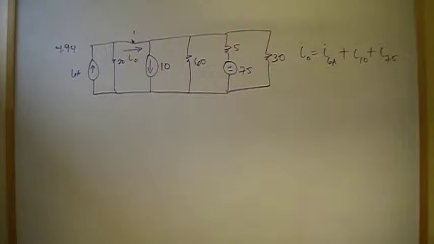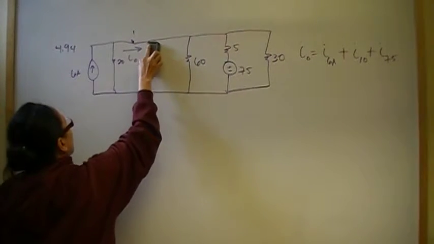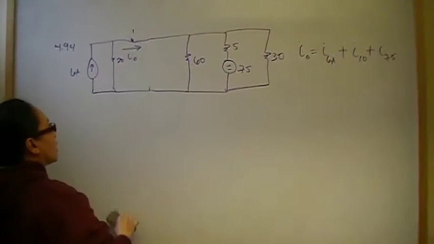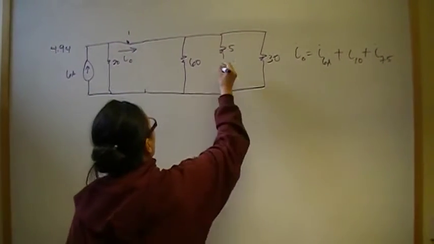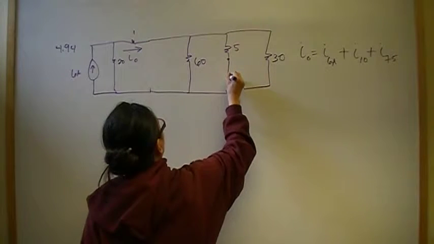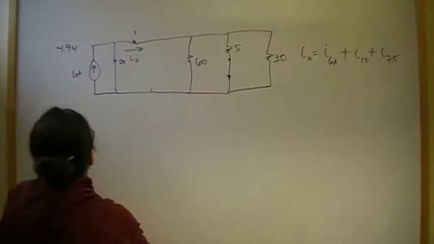So let's first consider the 6 amp by opening the 10. I'm going to open that up, and by shorting the 75. So now we have a circuit that only has the 6 amp in effect.